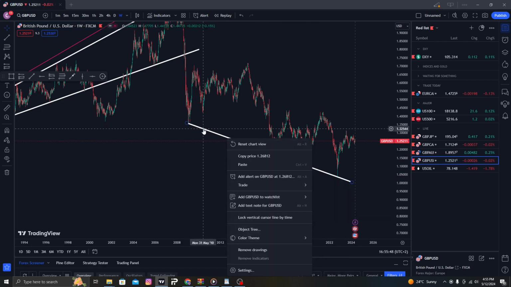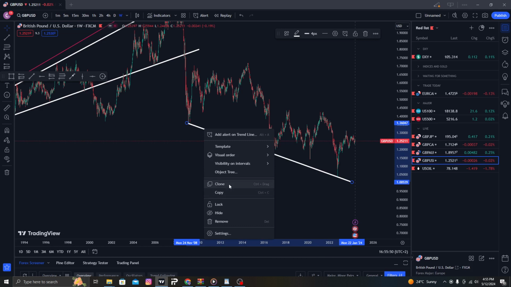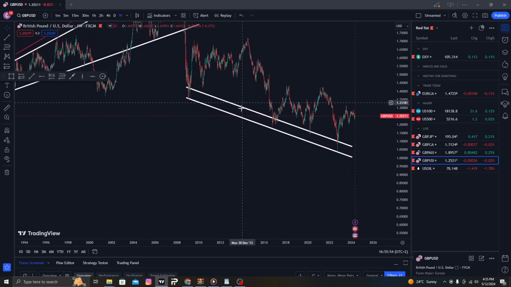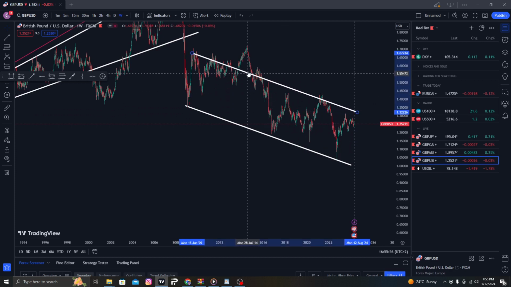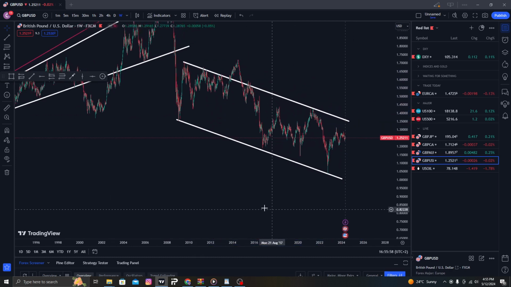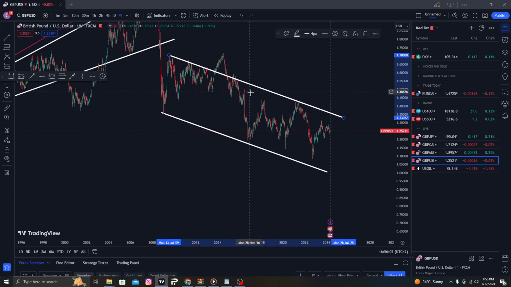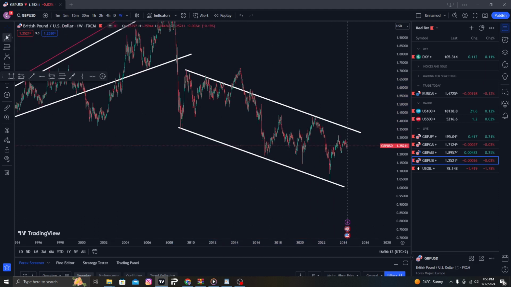Let me clone it. I want to clone this one. Clone. Do the same thing to the upside. This one doesn't need adjusting. That is just accurate. It's just the proper one, right? It doesn't need adjusting. How many points does it touch? 1, 2, 3, 4, right? This one, how many points does it touch? It's 1, 2, 3. And if you look at the direction of this trend, it's a downtrend.